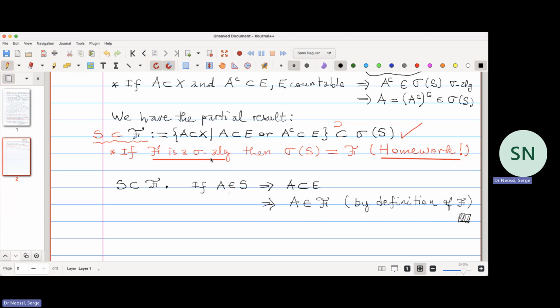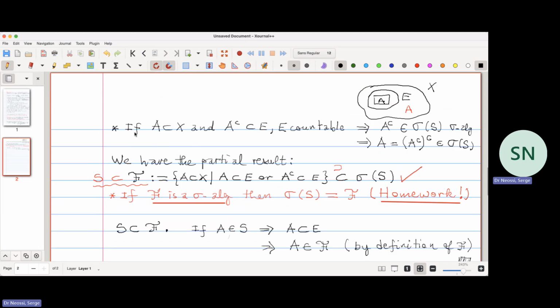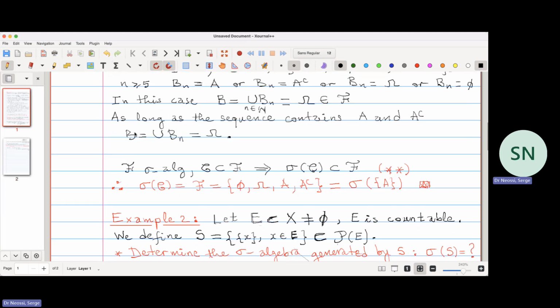So the last example that we are going to tackle is the following, and that will be the last one for today. And we'll continue maybe tomorrow.